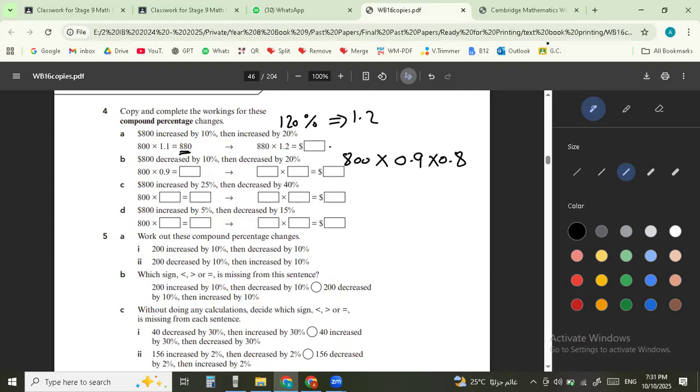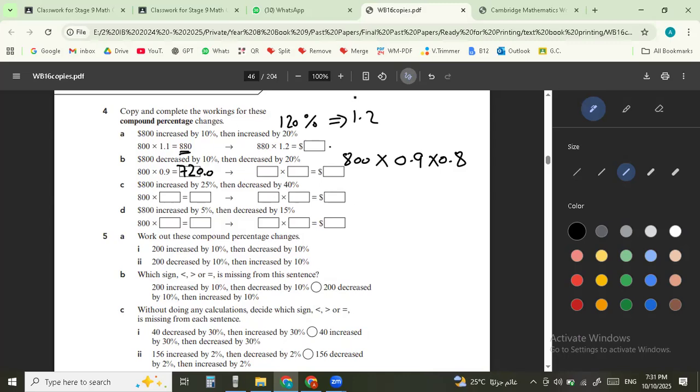So, Mr., I need to do 800 times 0.9? Yes, let's do it. We don't actually need any calculations for this. 9 times 8 is 72, and I've got two zeros. I have one decimal place, so it is exactly 720.